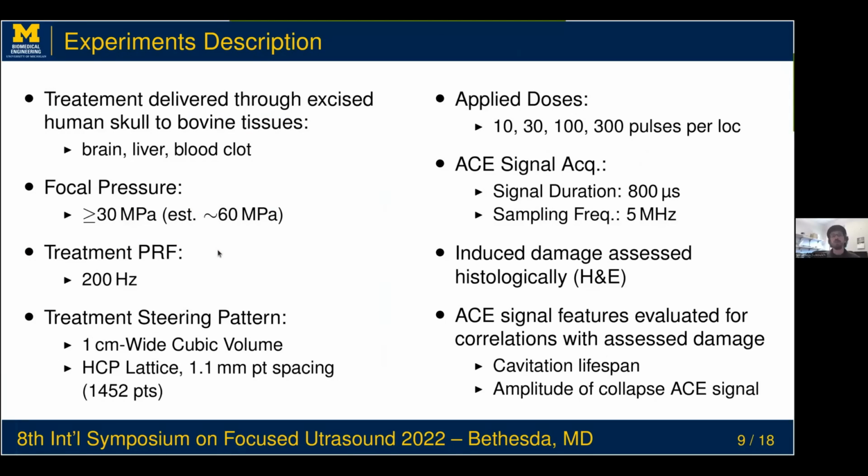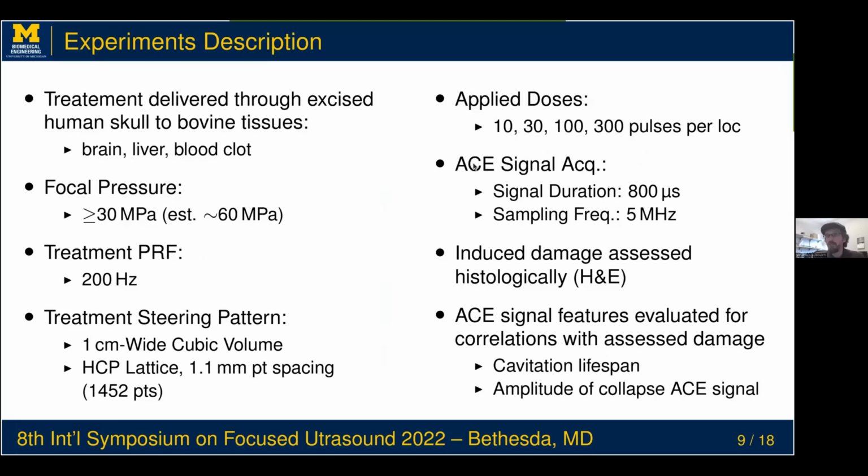In the experiments, we wanted to look at how the ACE signals change as a function of different tissues. So we delivered treatments to different bovine tissues through the human skull, including brain, liver, and blood clots. The focal pressure during all treatments was approximately 60 megapascals and constant for all of them. Pulses were delivered at a rate of 200 hertz. Treatment was delivered through a 1 centimeter wide steering volume made up of about 1,500 points.